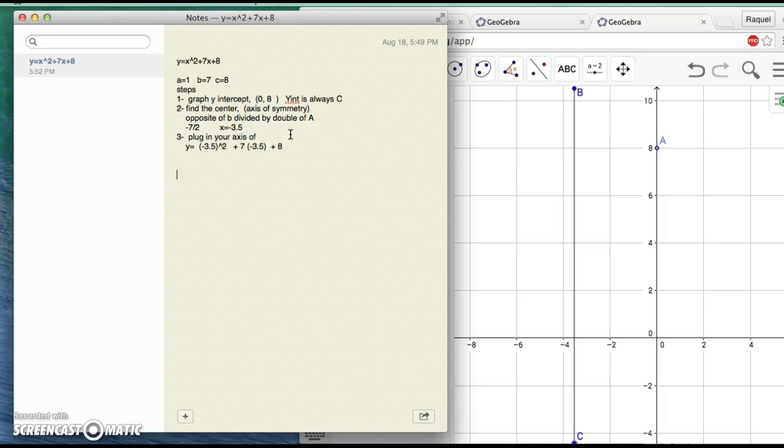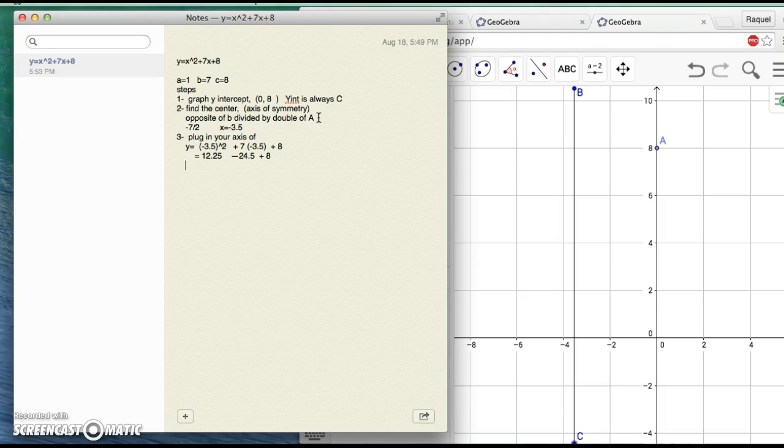Okay, so that's going to give us y equals 3.5 squared. I know anything that multiplies 3.5 ends with 25, so it'll be 12.25. It's positive because everything is. And then this other one, it's going to be, let's see, 21 and then 35, so it's negative 24.5, and then plus 8.